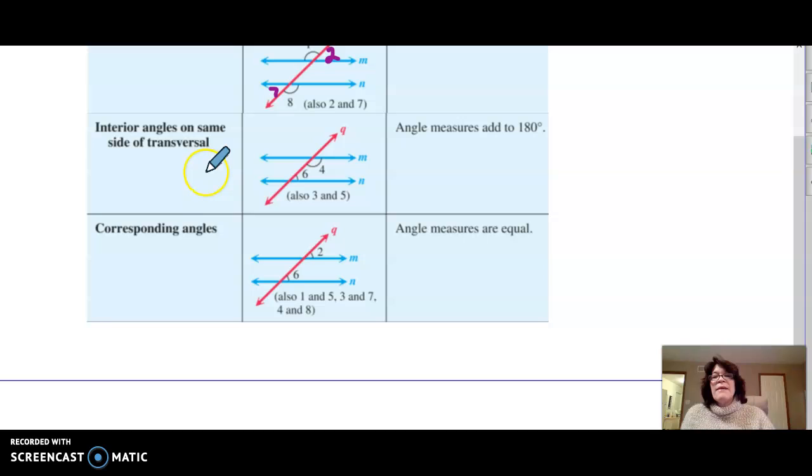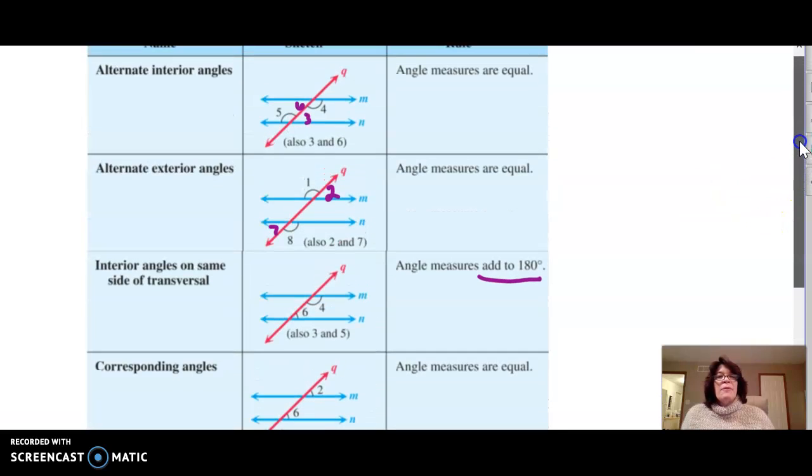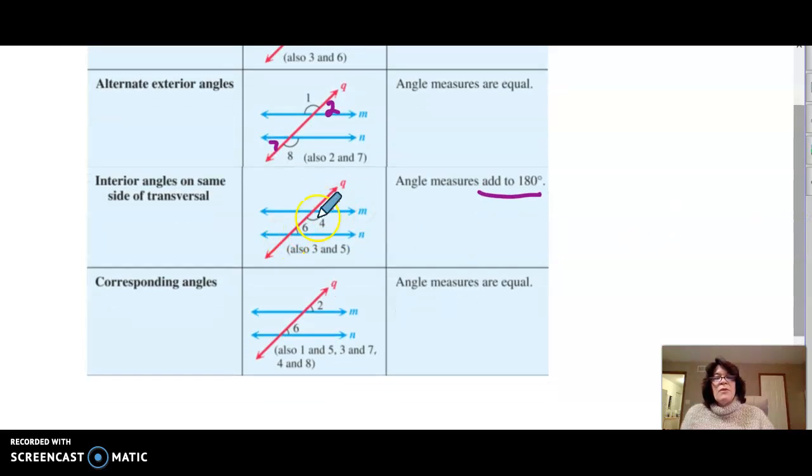Interior angles on the same side of a transversal are not congruent. They add up to 180. Be careful. 3 of the 4 of these are congruent. These aren't equal. They just add up to 180 degrees. Corresponding angles are equal. There are lots of pairs of corresponding angles. In other words, if I pick up this area and plop it on top of this area, the 6 would be on top of the 2. They're corresponding. Also corresponding are 1 and 5.